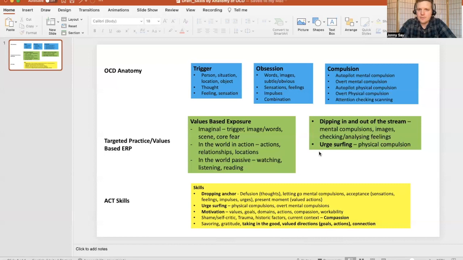And then these are the two areas of practice to work on the different parts of the OCD anatomy. For the trigger and the obsession, we've got values-based exposure practice. This is using ERP ideas, but integrating ACT skills into it. ACT has always been an exposure therapy. Steve Hayes has always been linking it to exposure work, given his own experience of panic.